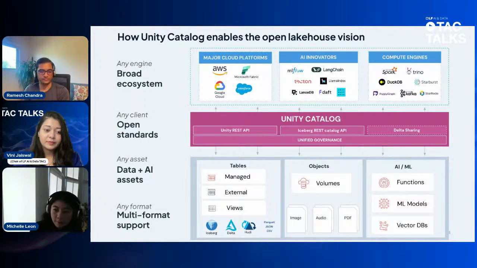With this management of all the different data and AI assets, multi-format support, and by embracing open standards, this is our vision for how Unity Catalog can enable a truly open lakehouse, where you have a single catalog that creates a single pane of glass to view, manage, and govern across your entire data and AI estate. So that's a little bit more about the architecture deep dive, and we can also talk more about the different components of this when we dive in.